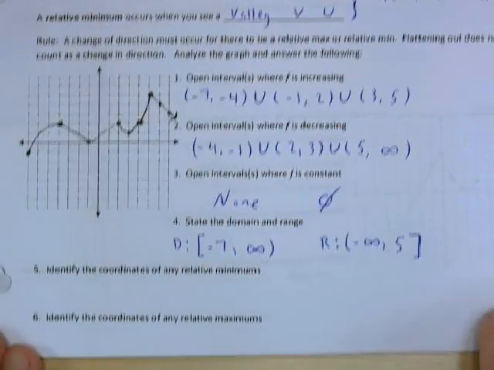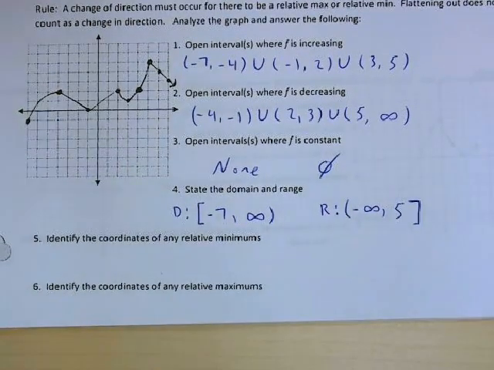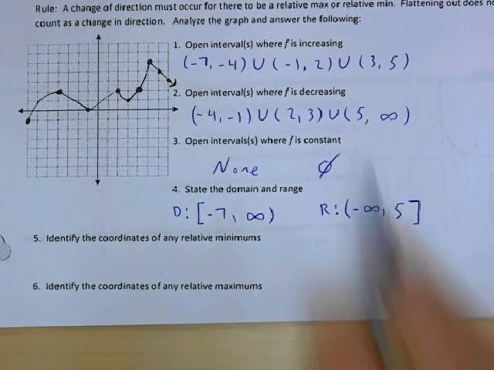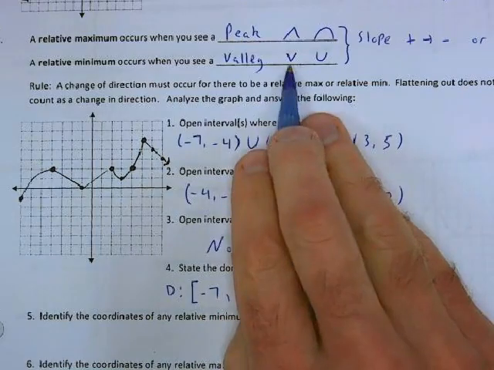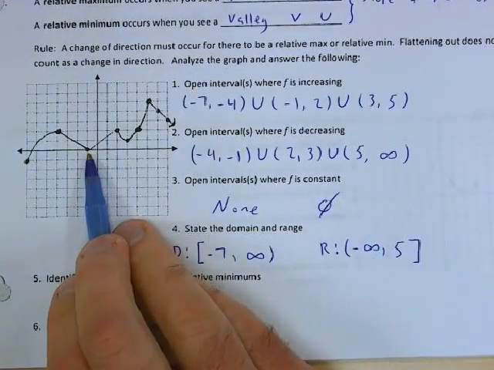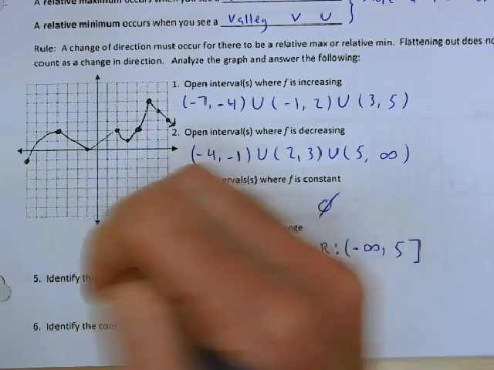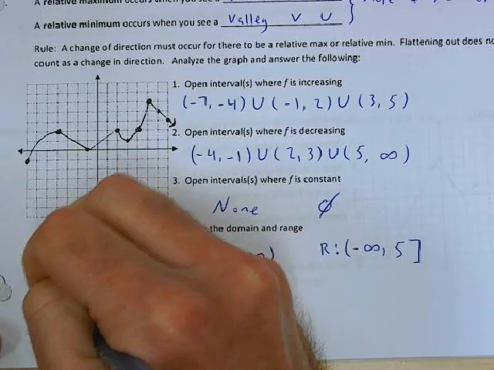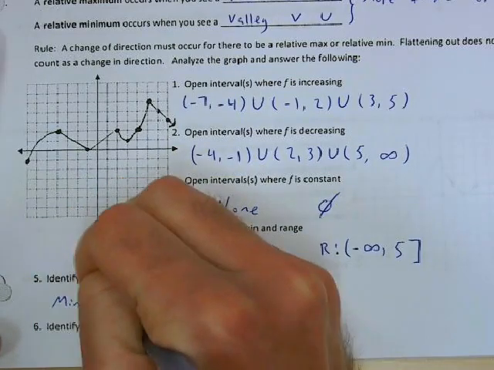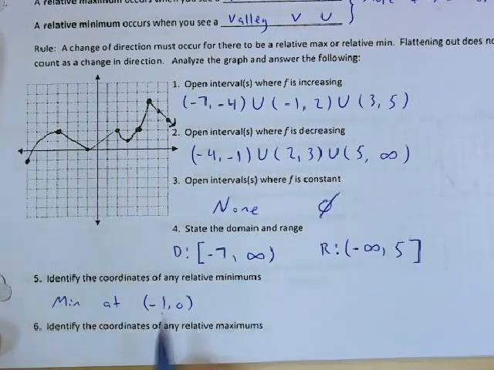Okay? All right, next, new part here. Identify the coordinates of any relative minimums. So where do we see a valley? Oops, sorry. A valley, something like this or this. Okay, well, we've got one here, and we want the coordinates of that point, so negative 1, 0. So we can say we have a min at negative 1, 0. Okay, and again, this isn't an interval, this is just listing the point now.